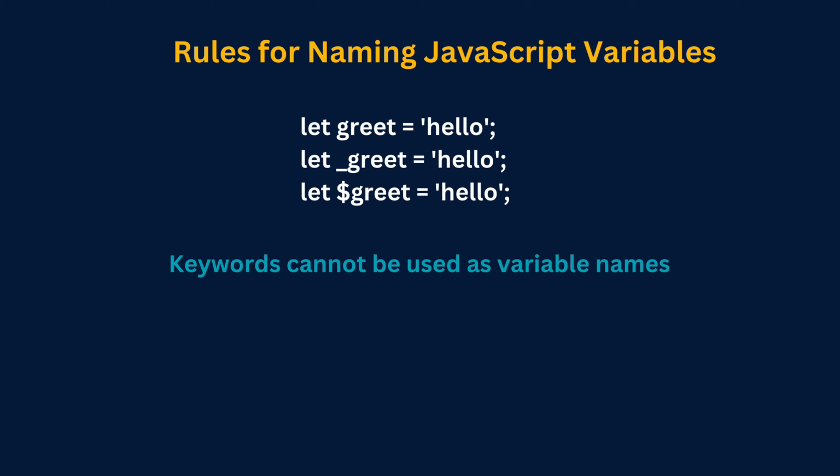Now see, rules for naming JavaScript variables. Can you tell me what is the meaning of variables? What do you mean by variables? Whose value can be changed. The container of the values, sir. Yeah, they are the container of the values. Very nice, both are correct. Anybody else? It is used to store the values.